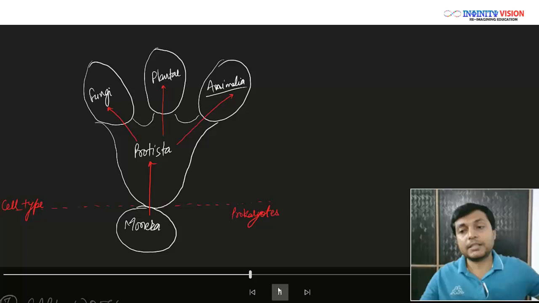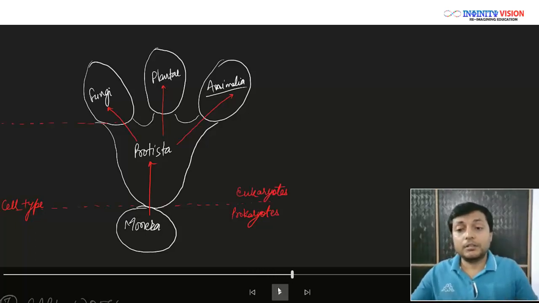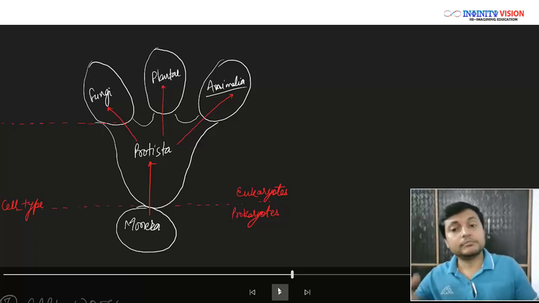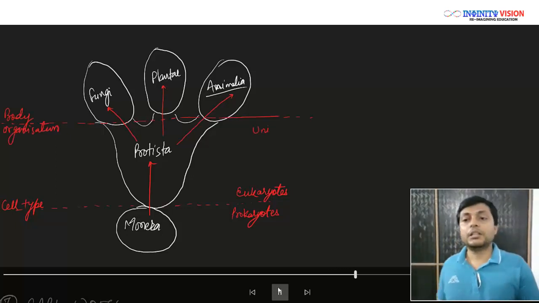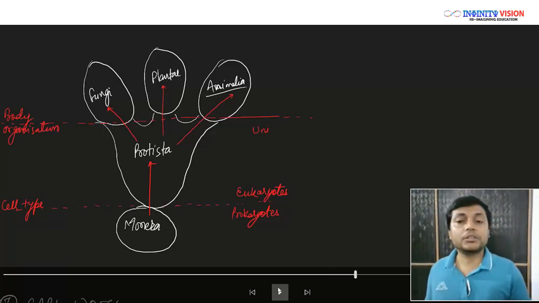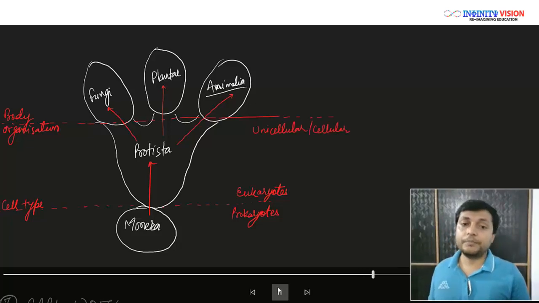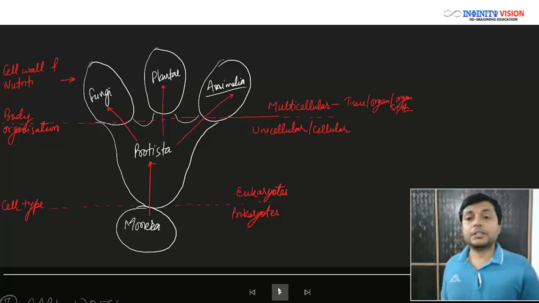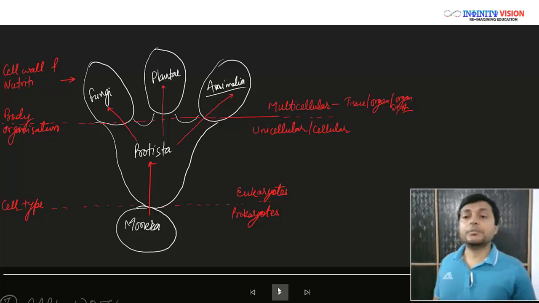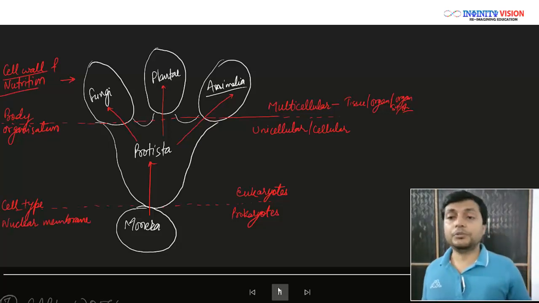Monera to Protista is on the basis of cell type, correct? Monera have prokaryotic cells, and the rest are all eukaryotic cells. From Protista to all three kingdoms, it is done on the basis of body organization. Why? Protista is unicellular, while fungi, plantae, and animalia are multicellular. And further the diversification or classification is done on the basis of cell wall and mode of nutrition.